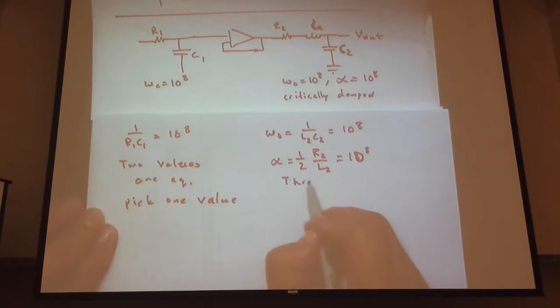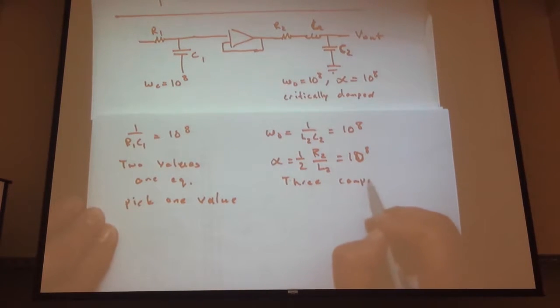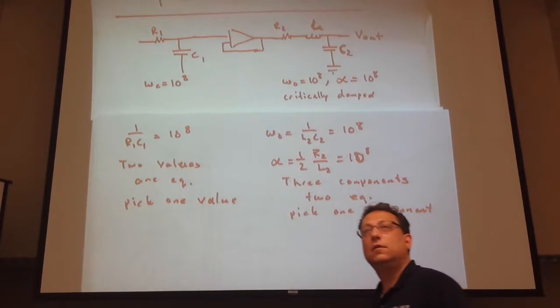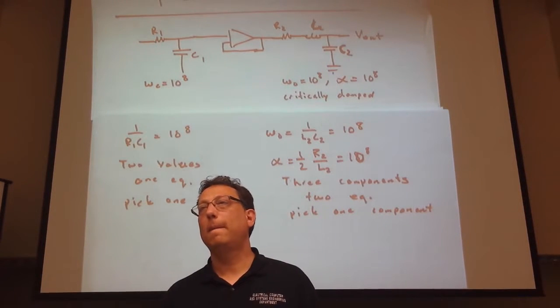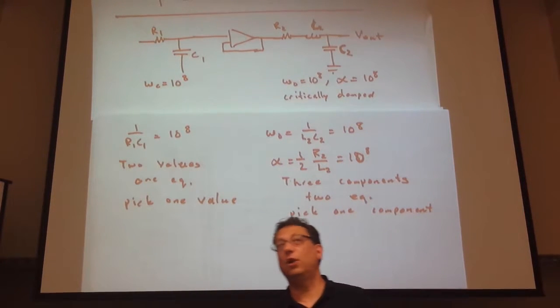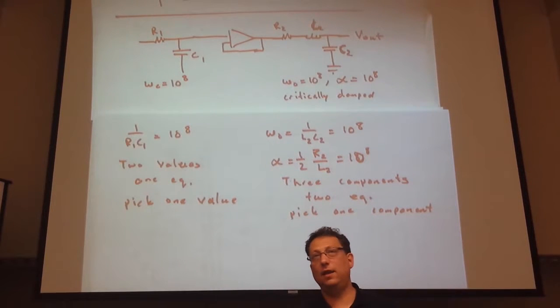Three values or three components. If you want, components sounds better than values. Three components, two equations. Pick one component. Yeah. Are there any advantages to keeping a large number or small number? Well, there's a realistic issue. So if you picked 1 ohm, in mathematics, I don't care if you do this on the exam, but kind of be aware, why would picking 1 ohm be a problem?